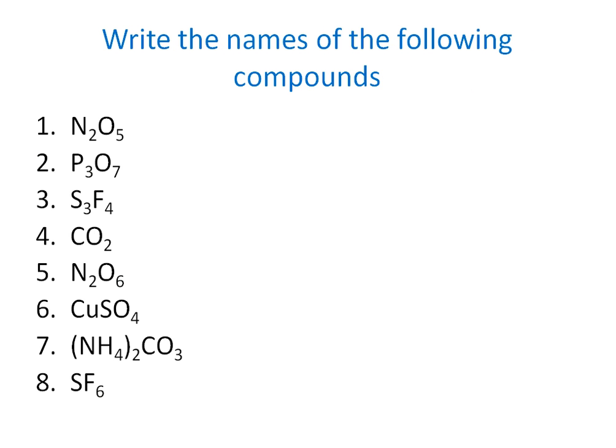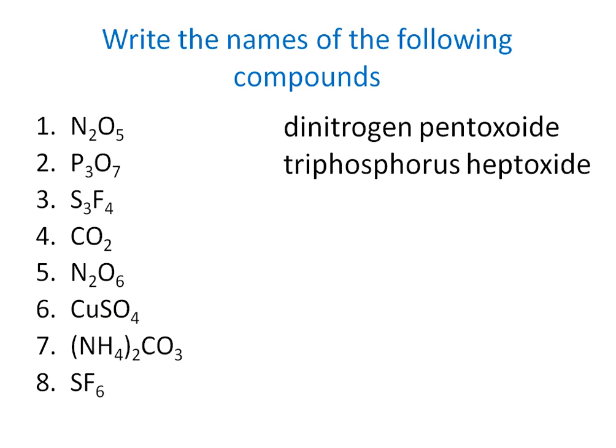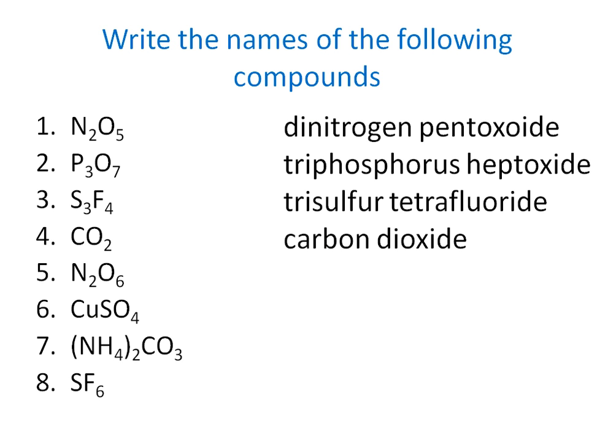Write the names of the following compounds. N2O5 would be dinitrogen pentoxide, 2 nitrogens, 5 oxides. P3O7 would be triphosphorus heptoxide, 3 phosphorus, and 7 oxides. S3F4 would be trisulfur tetrafluoride, 3 sulfurs, 4 fluorides. CO2 would be carbon dioxide, 1 carbon, 2 oxides.